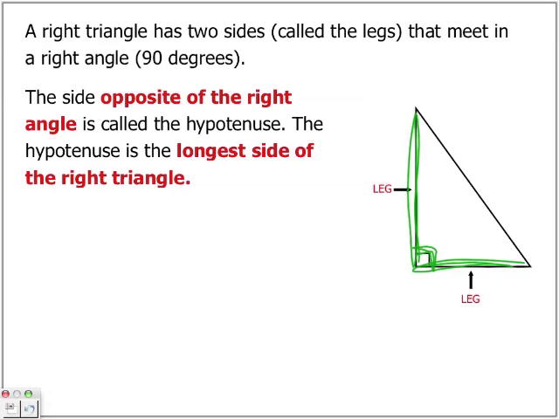The side opposite of the right angle is called the hypotenuse. This is very important. This is always the longest side of the triangle, and it's directly opposite of the right angle.